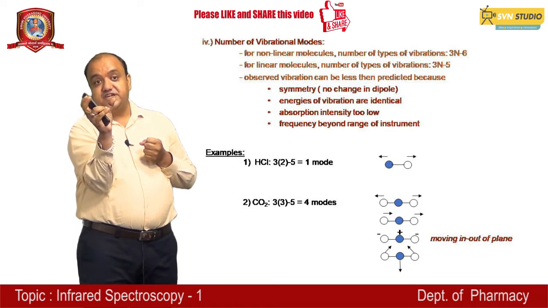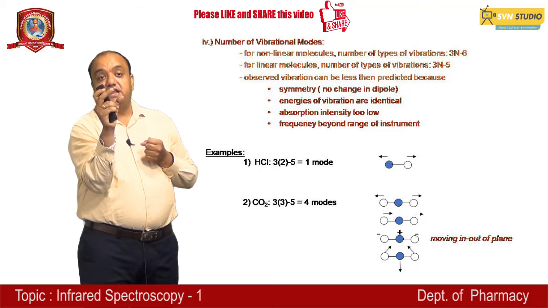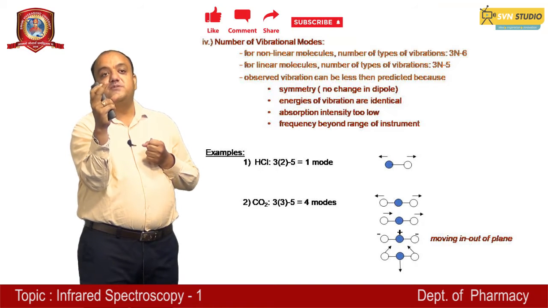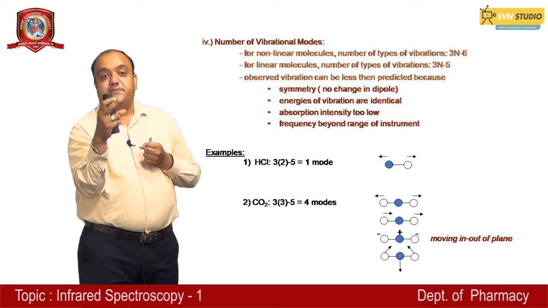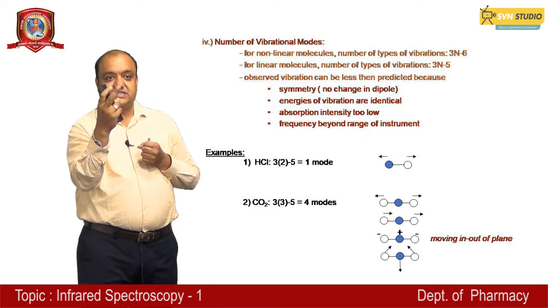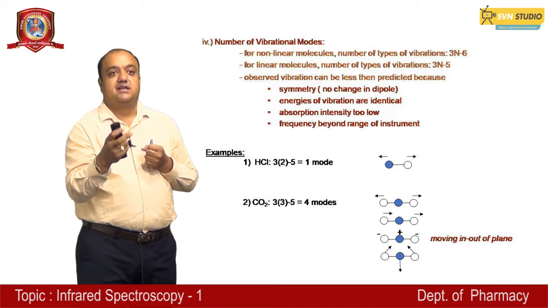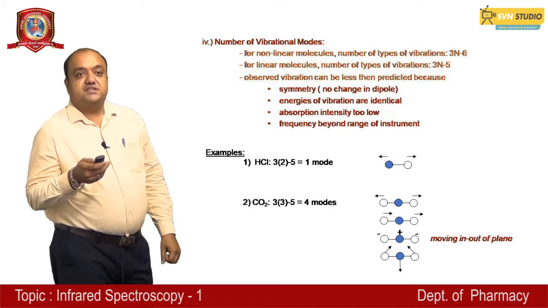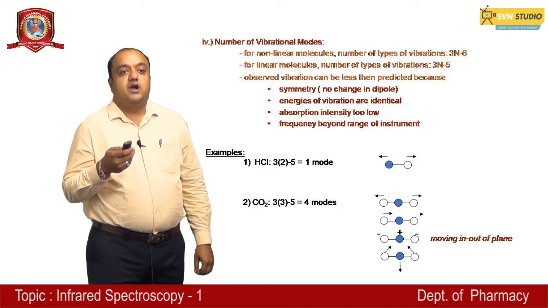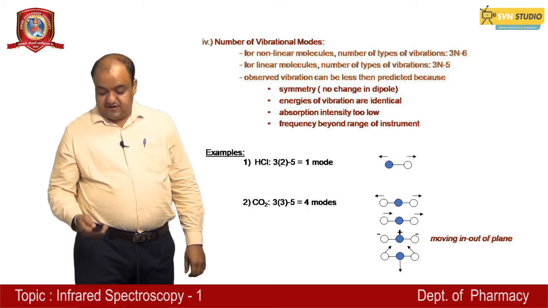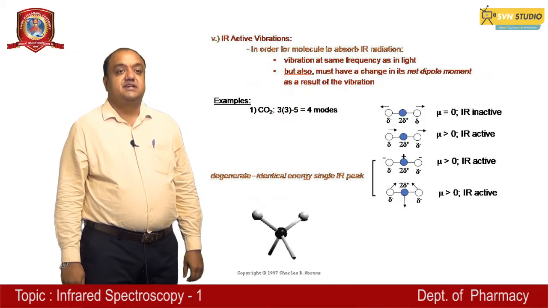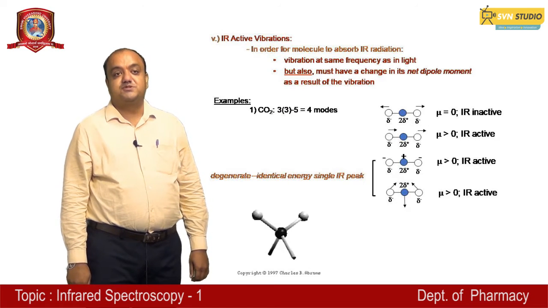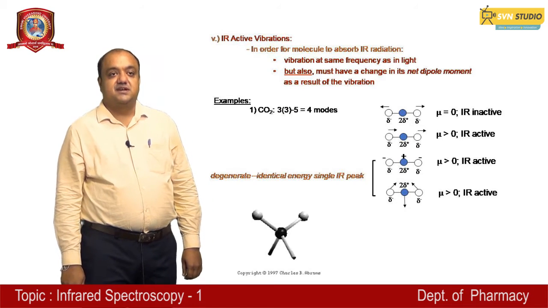And this also shows the dipole molecule moving out of the plane, like bending vibrations, showing this carbon dioxide. The absorption intensity is too low and outside the frequency band range of the instrument. Higher active vibrations are needed in order for the molecule to absorb higher radiations.